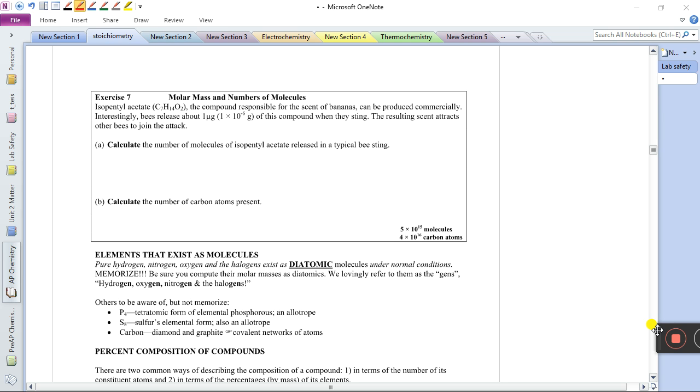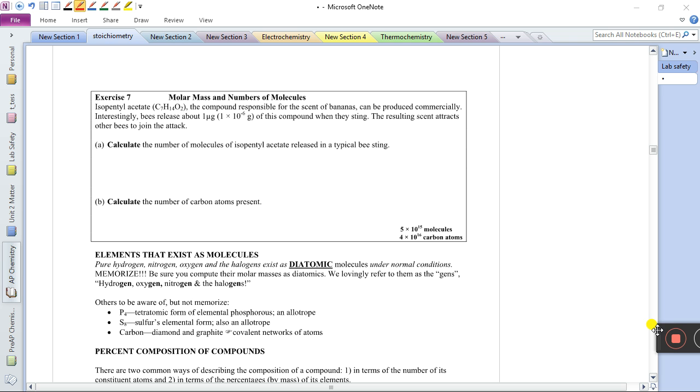Fun times. All right. We want to calculate the number of molecules of isopentyl acetate released in a typical bee sting. What do we need to start with? The 1 microgram, which they very nicely told us is 1 times 10 to the negative 6 grams.